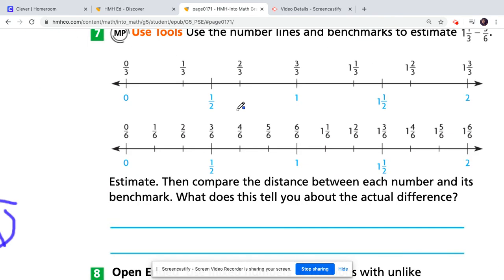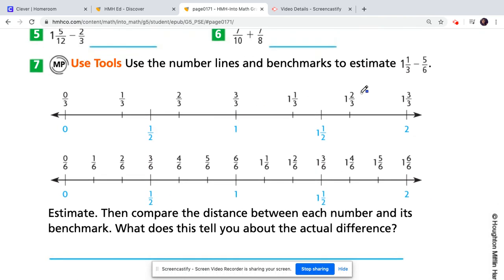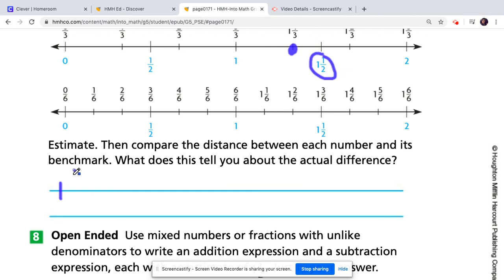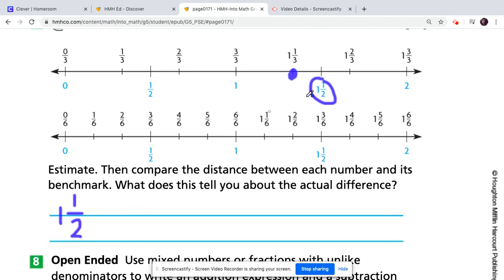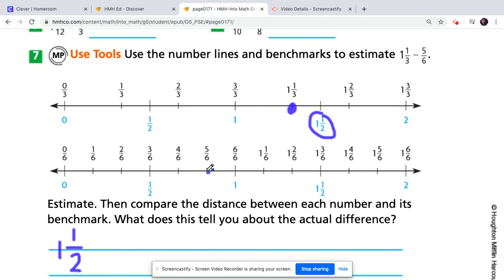Okay? For number 7, we did this before we left. You're going to find 1 and 1/3 here. I'm going to put a dot on it, and then you're going to circle the benchmark fraction that it's closest to. So is this benchmark fraction closest to 0, half, 1, 1.5, or 2? You should have said 1.5. And if that's what you got, you're going to come over here and write 1.5. Just to make note of it. And then you're going to do the same thing for 5/6. Find 5/6, and then you tell me, what is it closest to? 0, half, 1, 1.5, or 2.